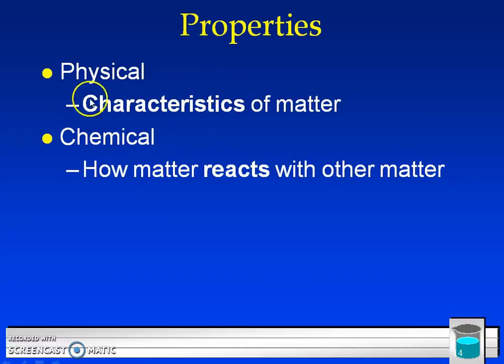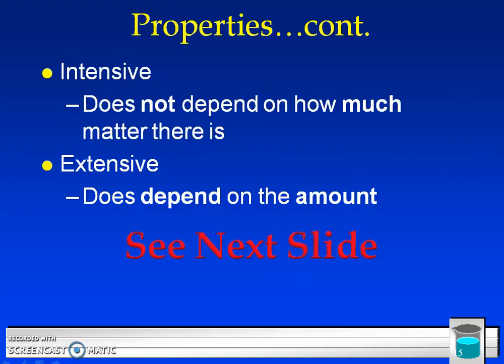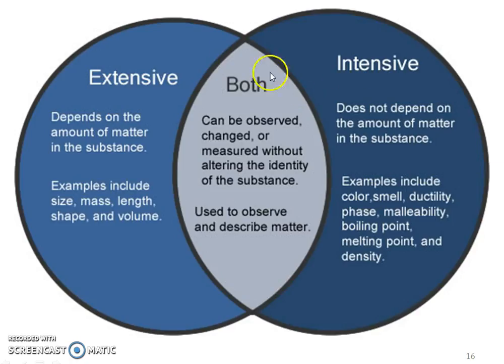That's what we want to remember. If we're talking about a physical property, we're just talking about the characteristics of the property. If we're talking about a chemical property, we're talking about how it reacts with other material. There are intensive and extensive properties. To know the difference, this is a nice little Venn diagram where it talks about the examples of extensive, the examples of intensive, and things that would be both.